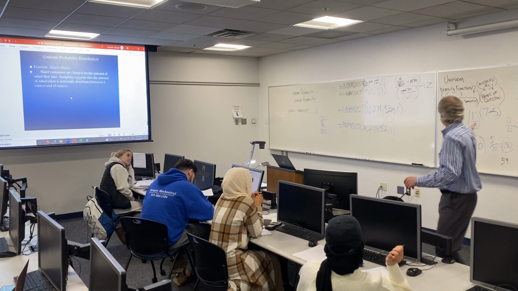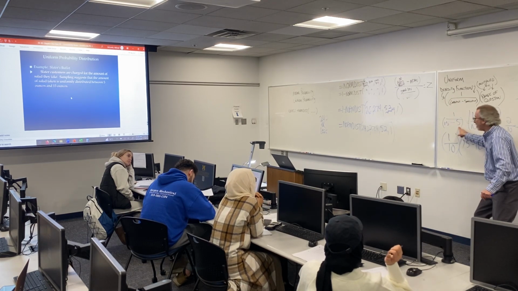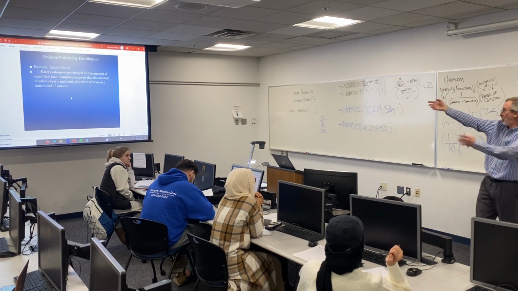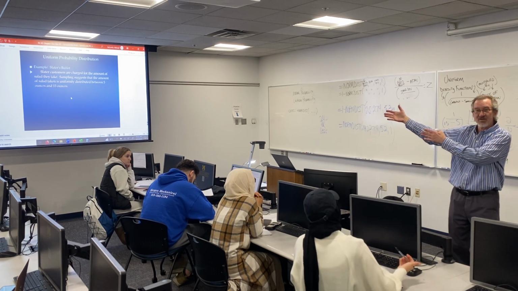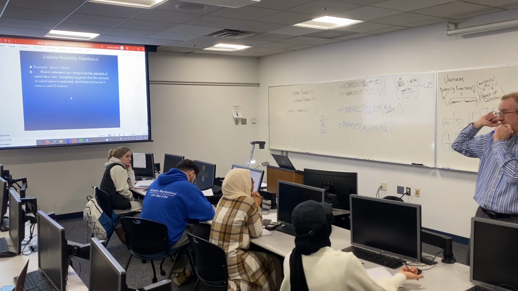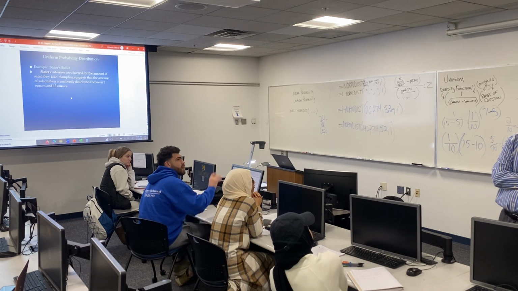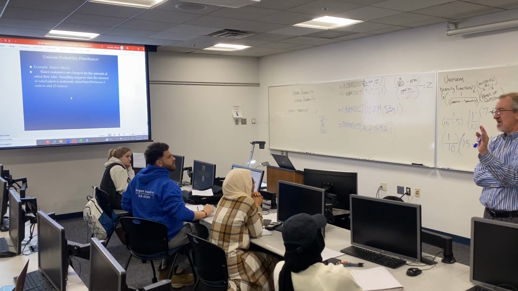That's the same as this uniform distribution. 1 over however many possibilities there are. 15, the whole range is 15 minus 5. You get it? All right, the whole range. So here we go. Are you ready? Now this is going to get tricky.